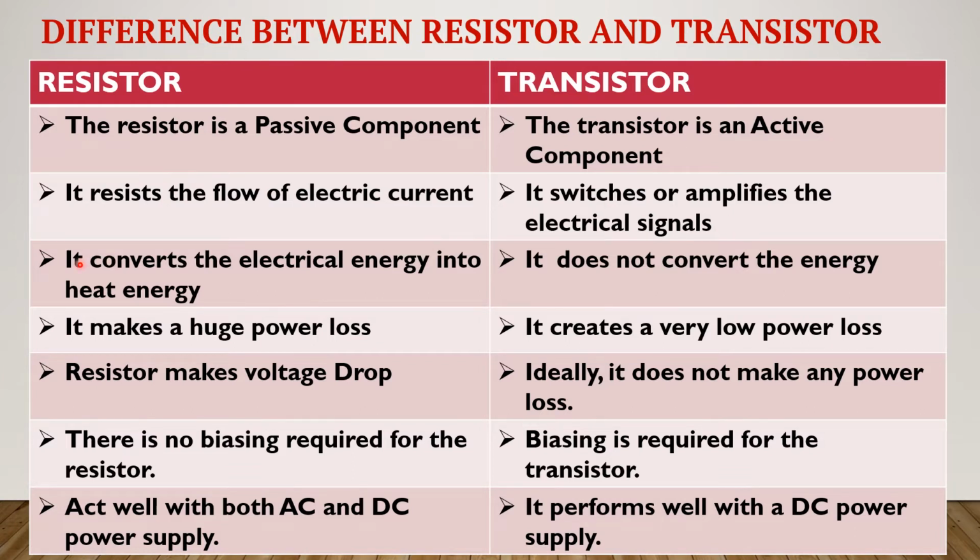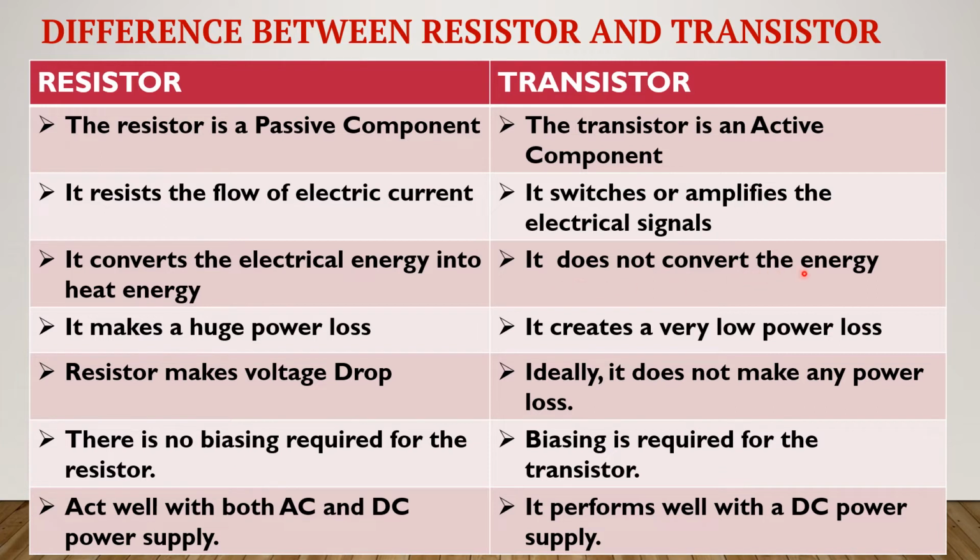Now let's see the third difference, that is it converts the electrical energy into heat energy. How it can convert the electrical energy into heat energy means whenever the current passes through the resistor, there will be a voltage drop according to the resistivity of the resistance. Due to that voltage drop, heat energy will be produced or heat is dissipated from that resistor. So we can say the resistor converts the electrical energy into heat energy.